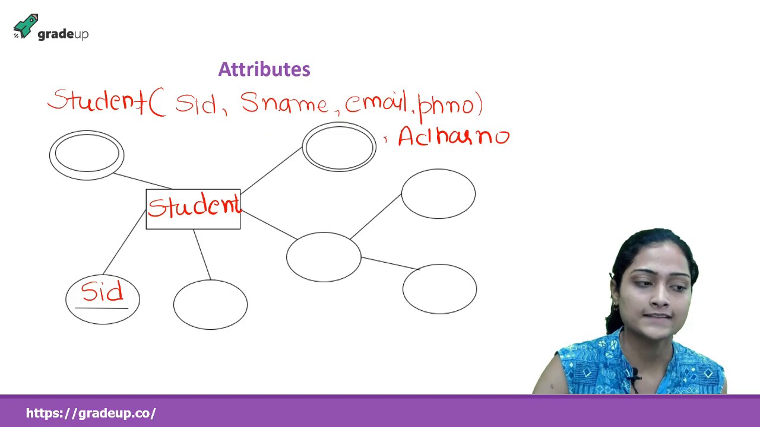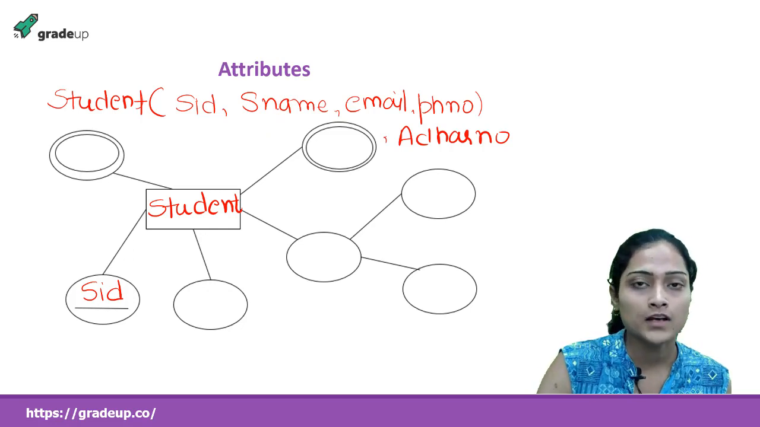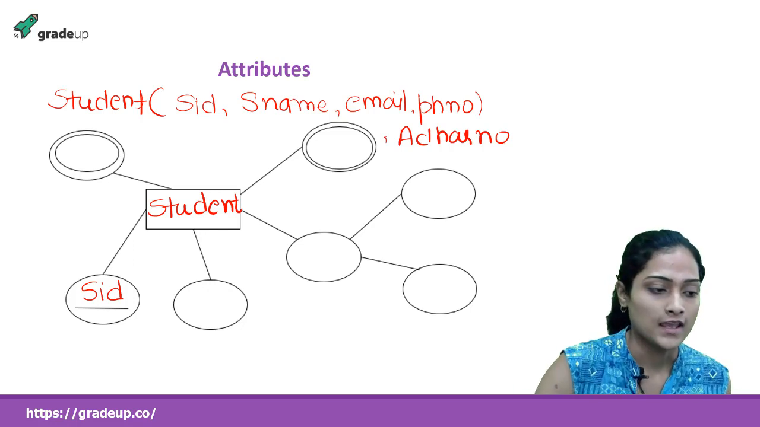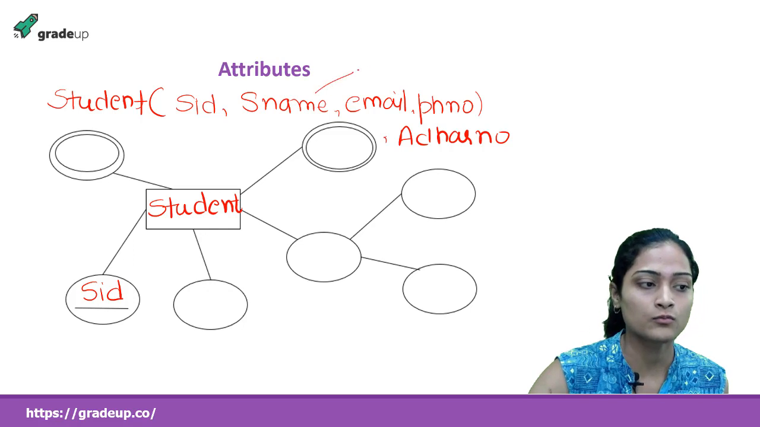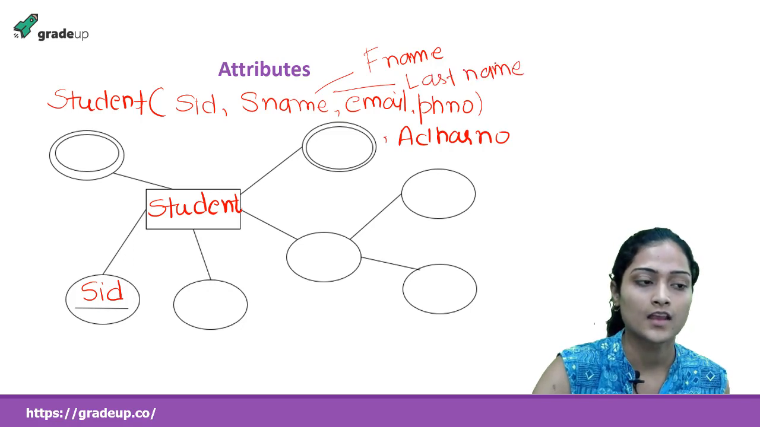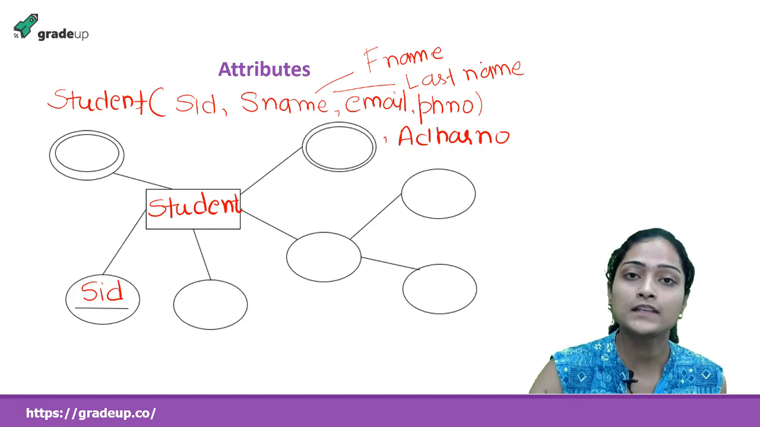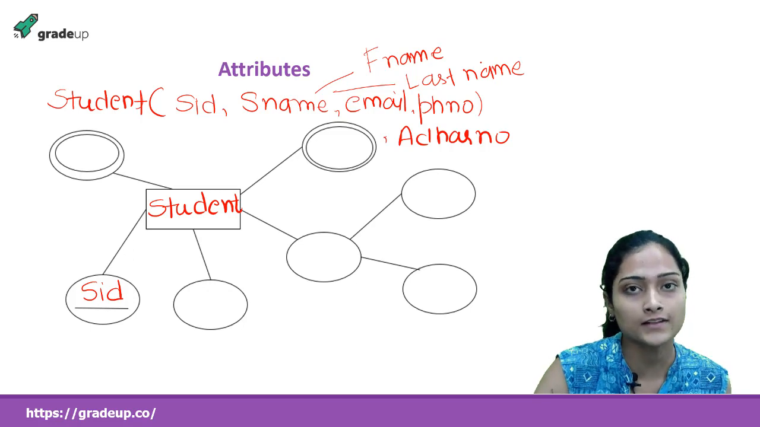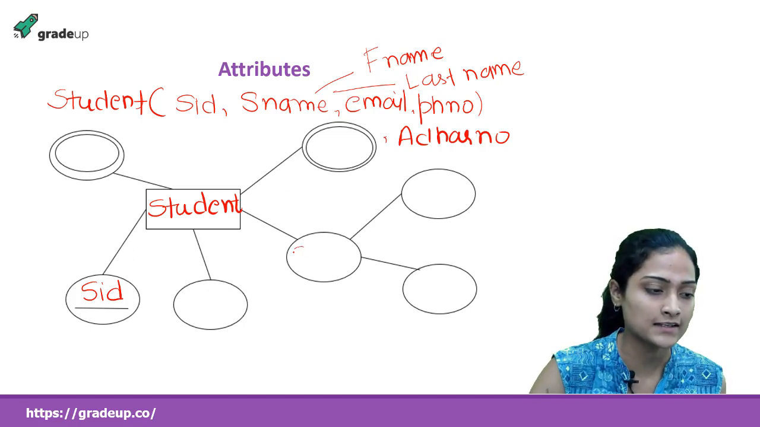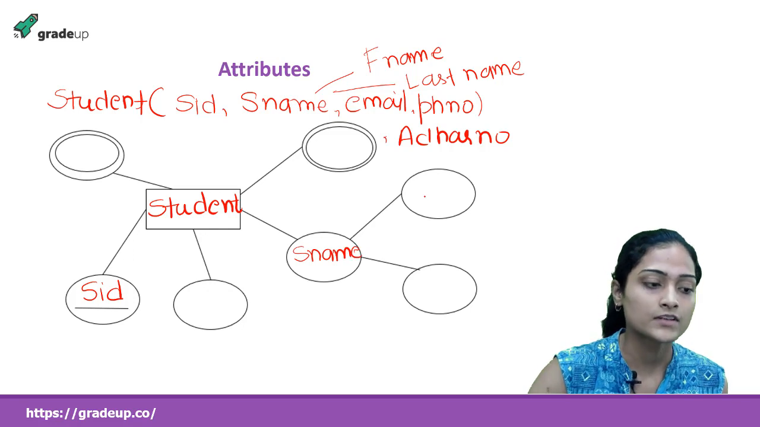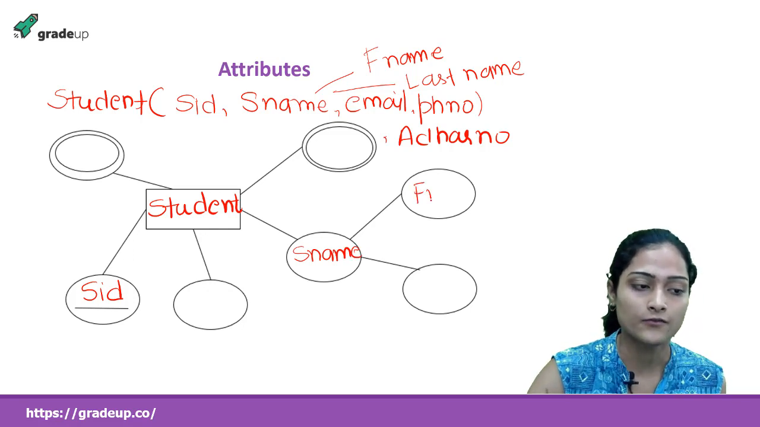If you want to store S name, maybe the student name, suppose it is Abhinav Gupta, so there are two things which you want to store. This S name can be divided into two more things, that is first name and then the last name. What do we say about these types of attributes? These types of attributes are composite attributes which can be further divided. So composite attributes are represented in such a way that S name can be further divided into two parts, first name and last name.